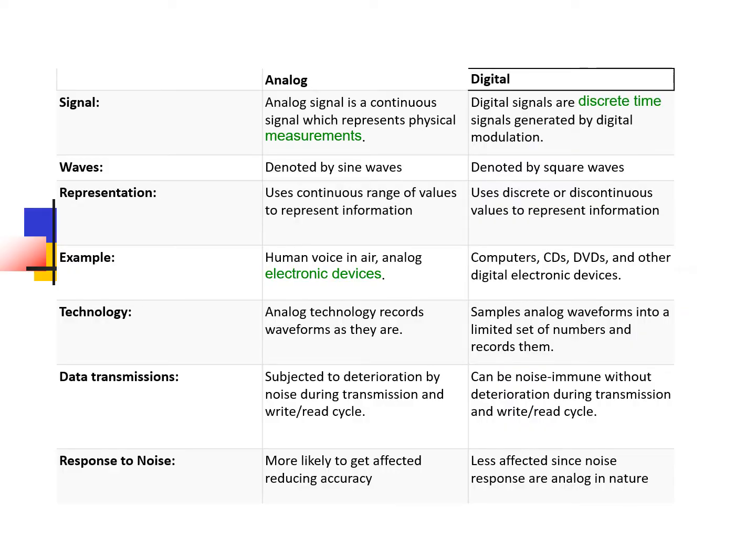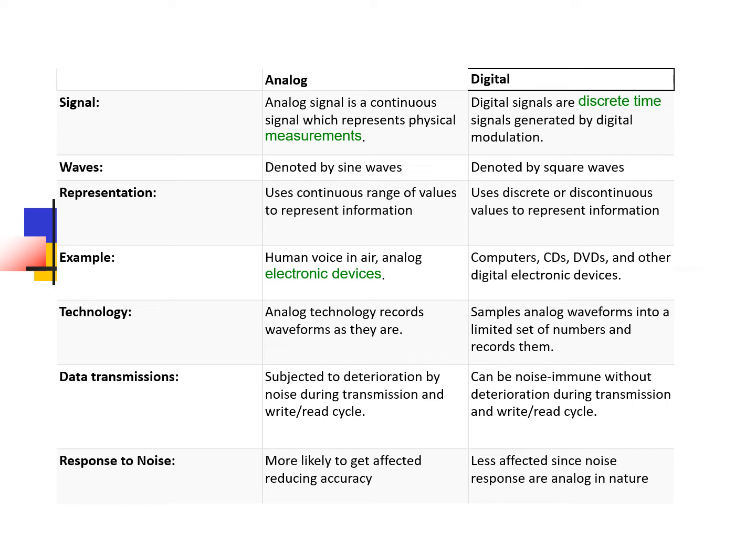Another comparison between analog and digital signal can be seen through this table. You can pause this video to read the comparison in detail. Emphasis is given on the signal. For analog signal, it is a continuous signal which represents physical measurements, while digital signals are discrete time signals generated by digital modulation. Analog is denoted by sine waves, while digital is denoted by square waves.